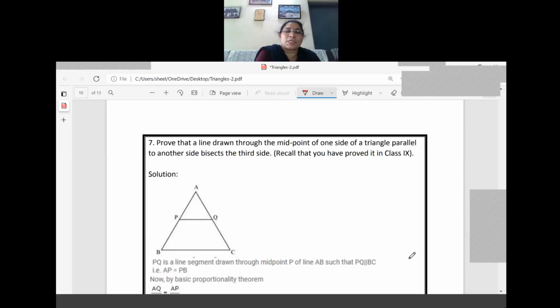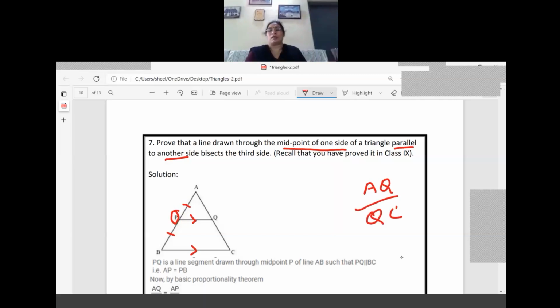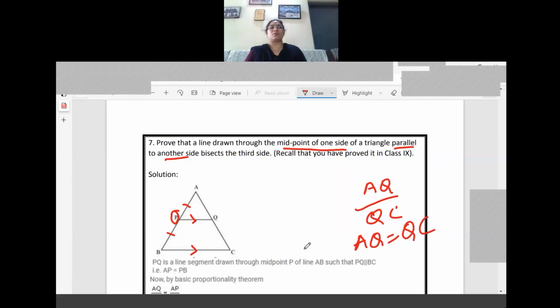Midpoint of one side means, if you check the diagram, we have drawn triangle ABC and taken P as the midpoint of AB. So that means AP and PB are equal. So we have decided the midpoint of one side and a line parallel to another side. So PQ is parallel to BC, that is the second side. Now what should we prove? That it bisects the third side. That means we should get AQ by QC, or we can say AQ equal to QC. We should get the third side bisected, with equal property. Now what is given in the question?